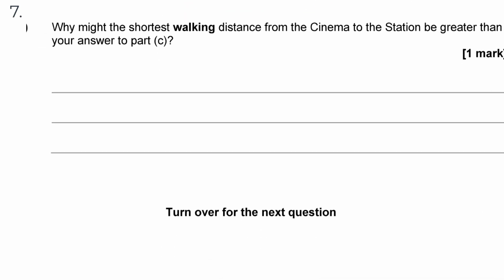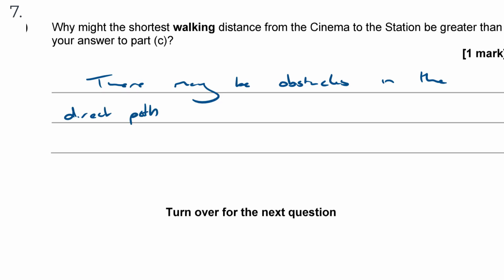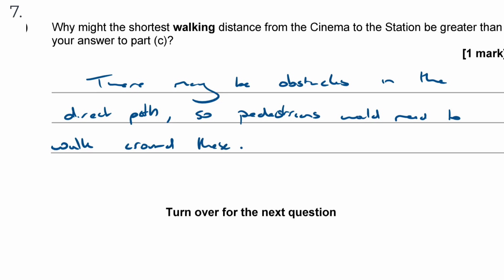So why might the shortest walking distance be greater than your answer? There may be obstacles in the direct path, so pedestrians would need to walk around these. Something like that. So there may be obstacles in the direct path, so pedestrians would need to walk around these.